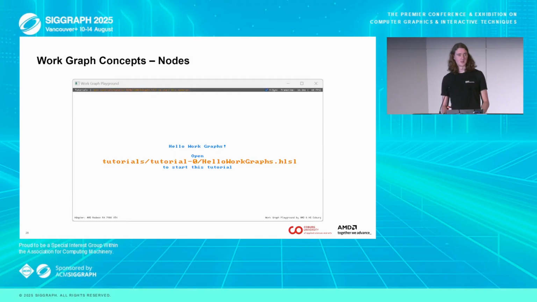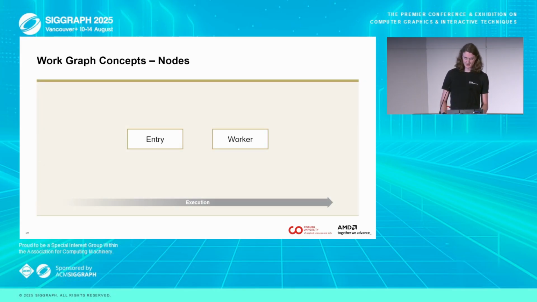But if this already is part of the Hello Work Graphs HLSL file, why don't we see any output from the worker node? That's because in our graph right now, it just looks like this. We have two nodes, but those are just two separate nodes. They're not really connected to a graph. So next, let's look at how we can connect these two nodes together to then be able to send these small records from the entry node to a worker node.